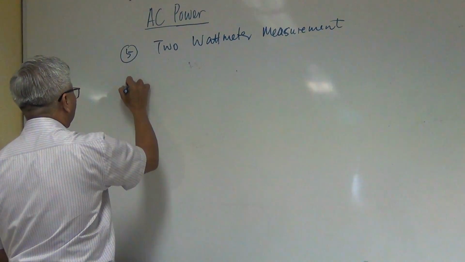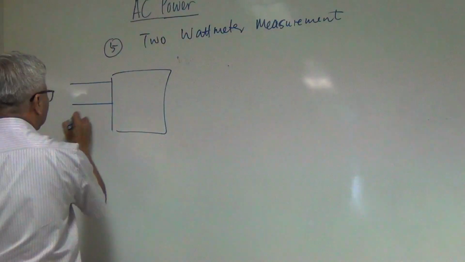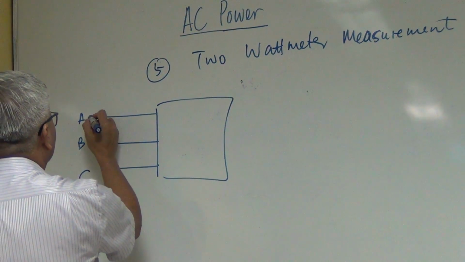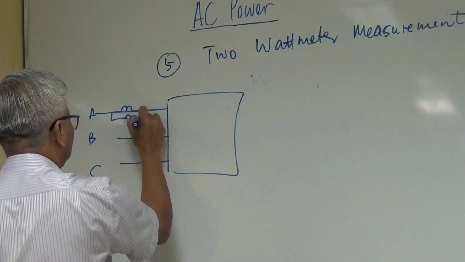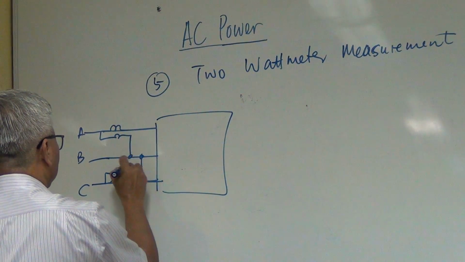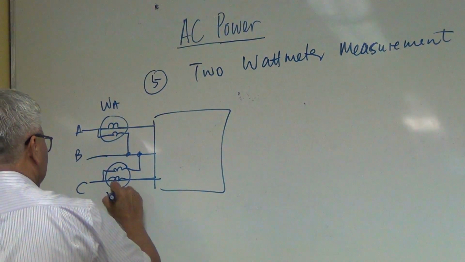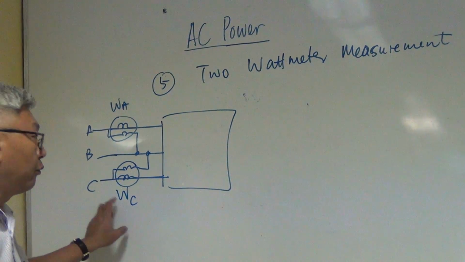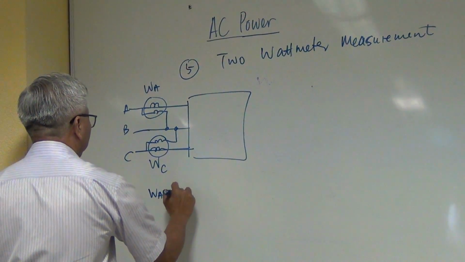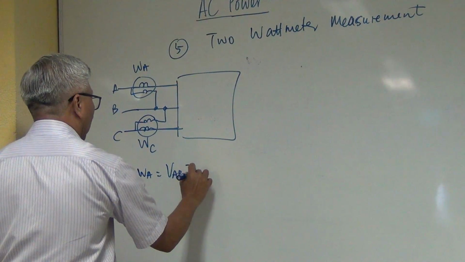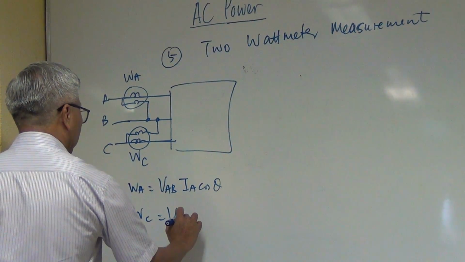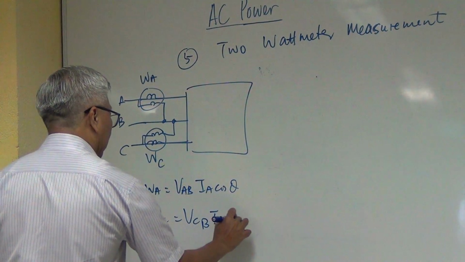Alright, so I have here a 3-phase system A, B, C. If I make B the reference, that is how my diagram looks. So this is WA and this is WC. You have no problem telling me what WA and WC are, right? WA is equal to VAB IA cosine theta, and WC is equal to VCB IC cosine theta.